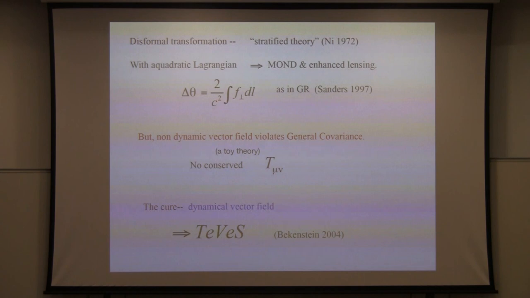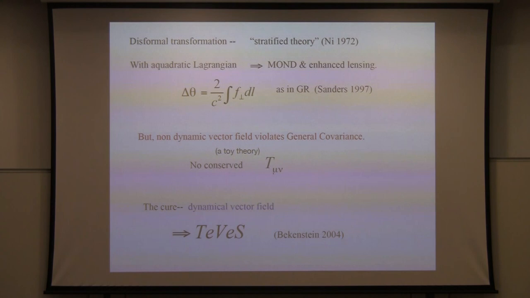But the problem is that I didn't do the dynamics of the vector. I just postulated that as an absolute field in space, and that's totally contrary to the spirit of general relativity and the concept of general covariance. And also you can show that there's no conserved angular momentum tensor if you do that. But the cure, of course, is to make the vector field dynamical. And that was what Jacob did in 2004. And that led to the complete theory of TeVeS, tensor vector scalar theory.